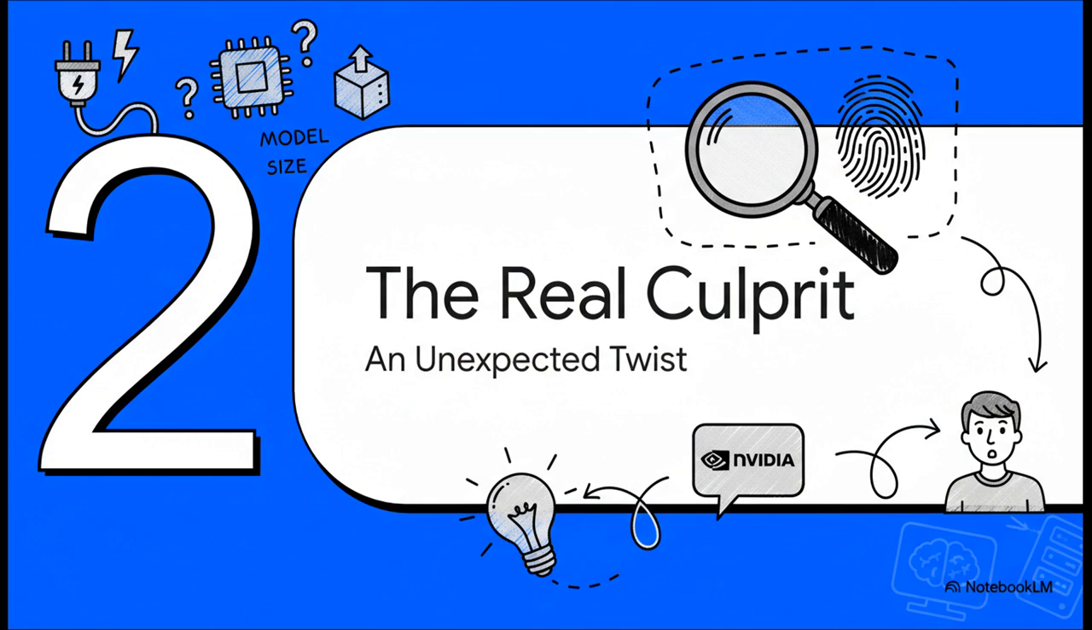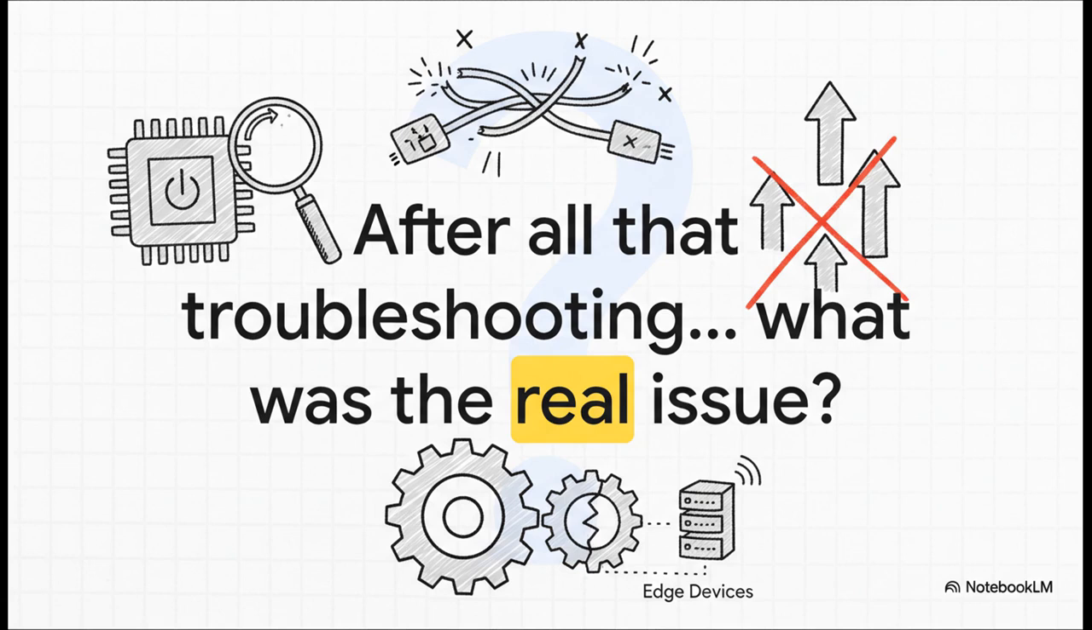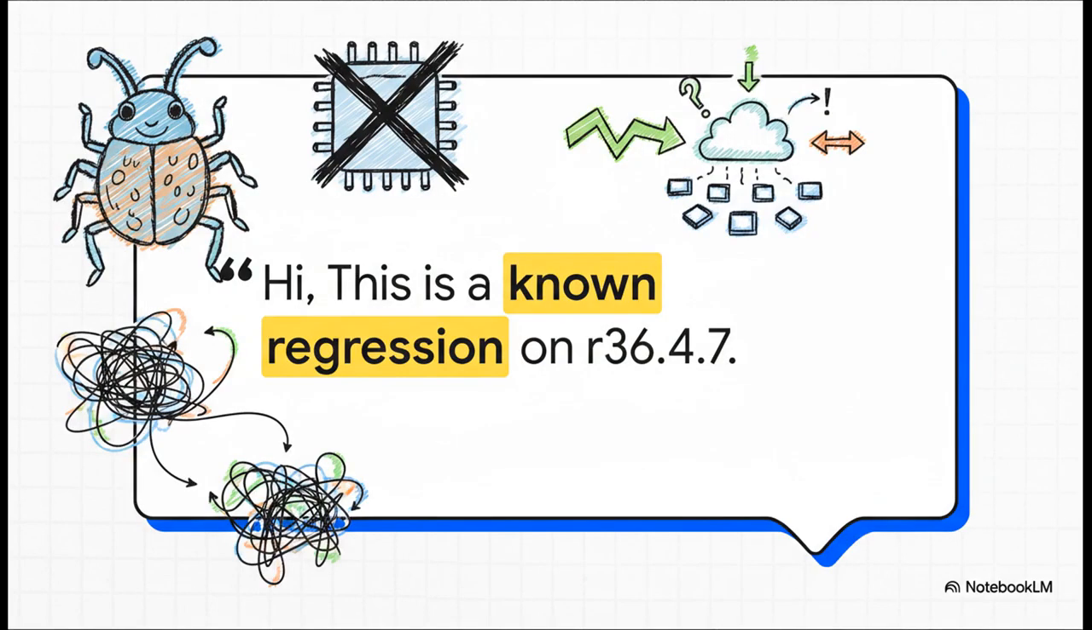And then, a breakthrough. A comment from an NVIDIA staff member on the forum revealed a twist that, honestly, nobody saw coming. So after all that debugging and all that troubleshooting, what was the real issue? What was the one simple thing breaking everything? It was a bug. A known regression in the software. That's it. It wasn't William's fault. It wasn't the hardware. It wasn't the power mode. It wasn't the model he was using. It was just a plain old software bug.